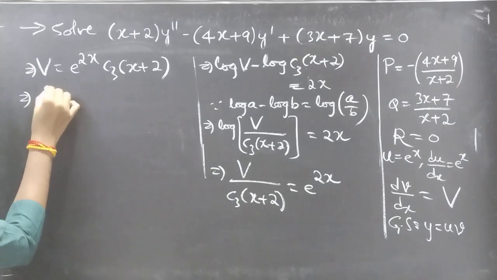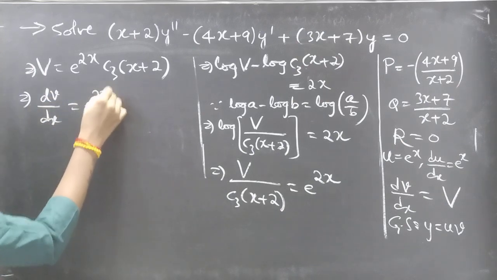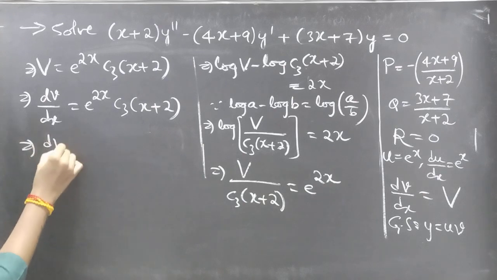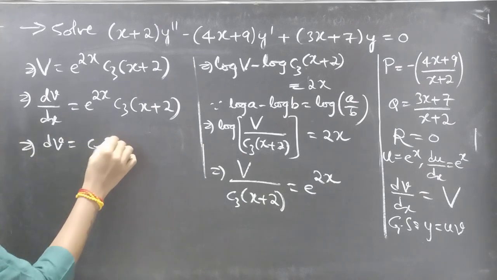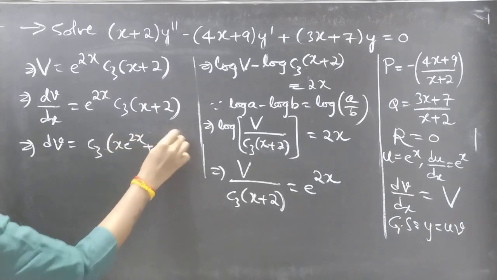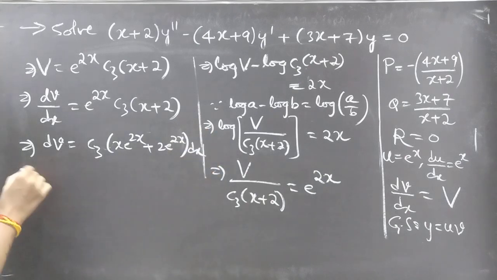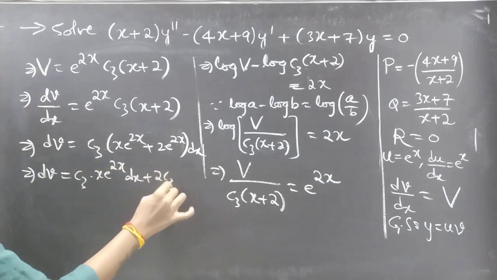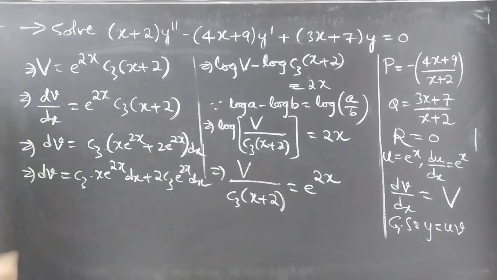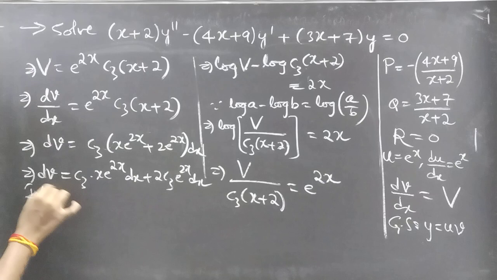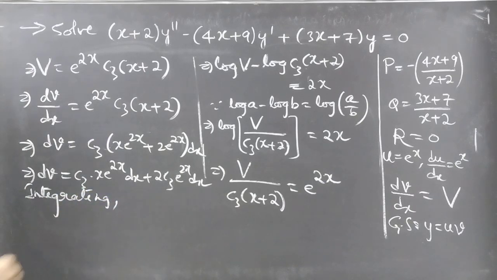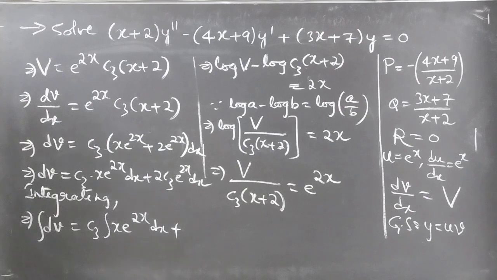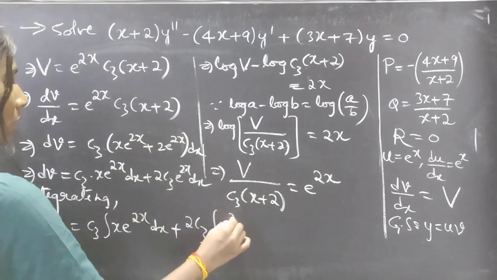Now replace this capital V with d small v by dx. We'll get dv by dx equals e power 2x into c3 into (x plus 2), right? Then dv equal to c3 into (x plus 2) into e power 2x dx. We'll just separate the variables, okay? Then dv equal to c3 into x e power 2x dx plus 2c3 into e power 2x dx. Now the variables are separable, so we can perform integration. We'll find small v, okay? Integral dv equal to c3 integral x e power 2x dx plus 2c3 integral e power 2x dx.